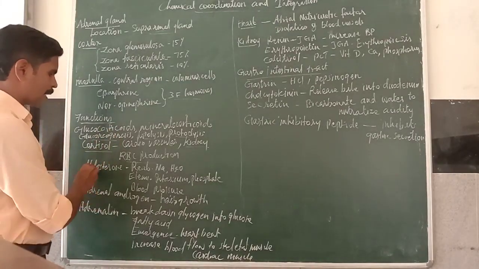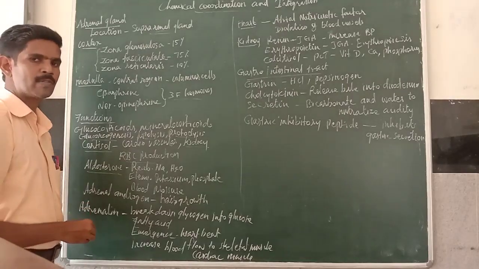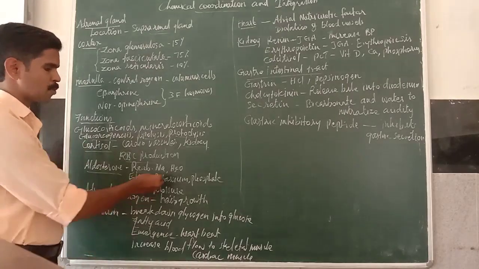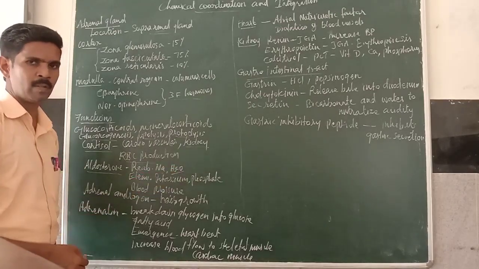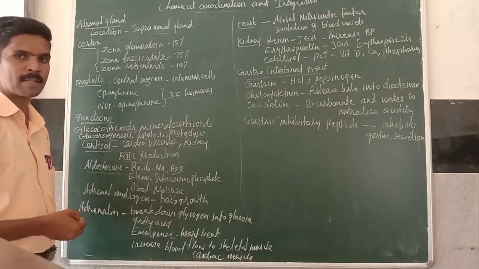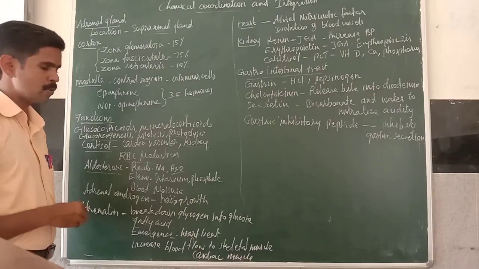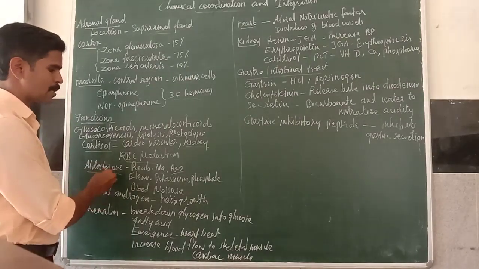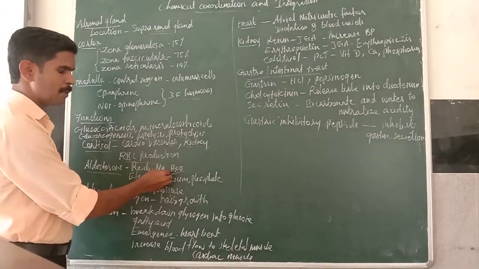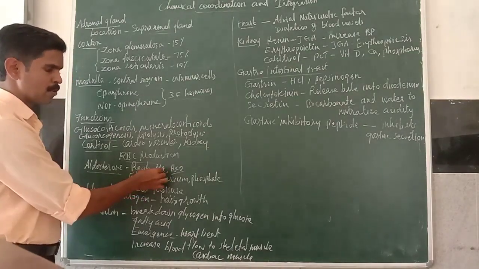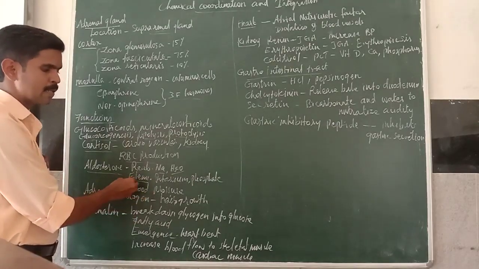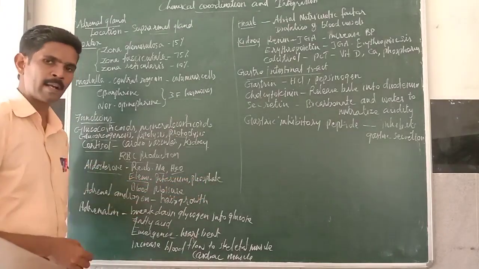Then the next one is aldosterone. This aldosterone plays a very important role in the reabsorption of sodium and water while urine is formed inside the kidney. So during the formation of urine inside the kidney, this aldosterone hormone is very important for the reabsorption of sodium and water, and this hormone also eliminates potassium and phosphate along with the urine.